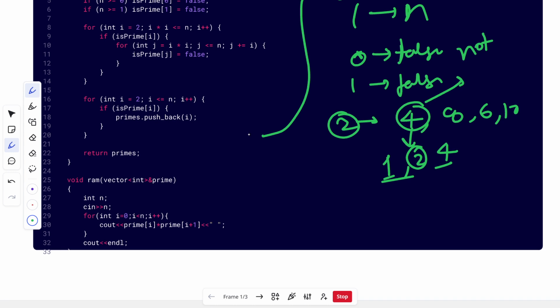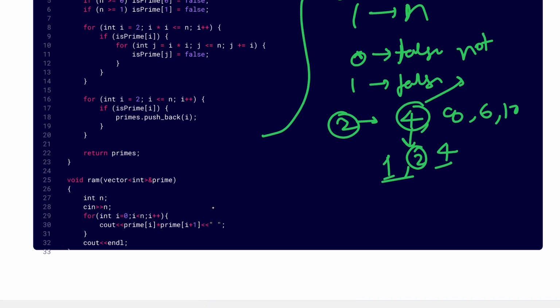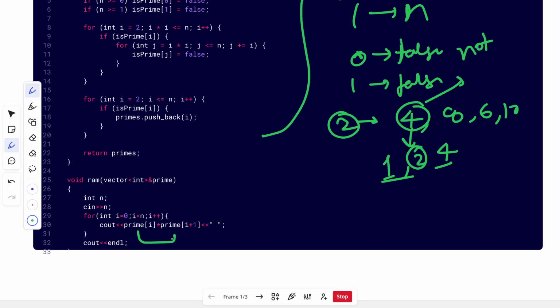You can check it. After this, sequence generation is very simple. We iterate over the prime numbers, and we multiply prime[i] into prime[i+1]. So our array of primes looks like this, and we multiply these pairs.